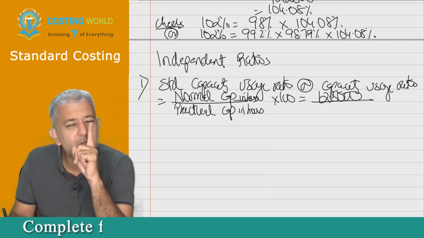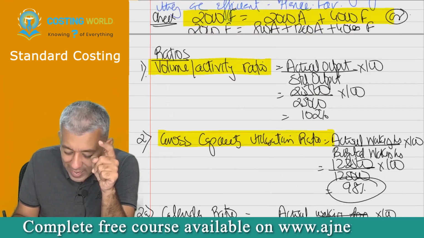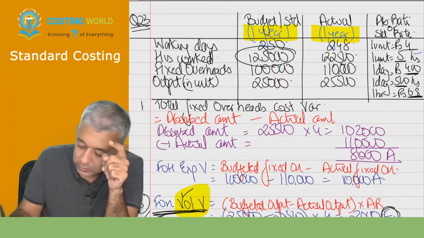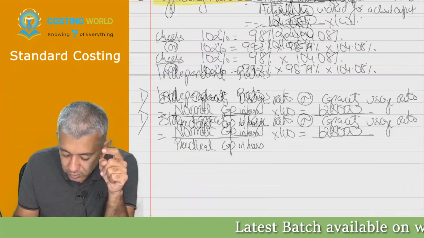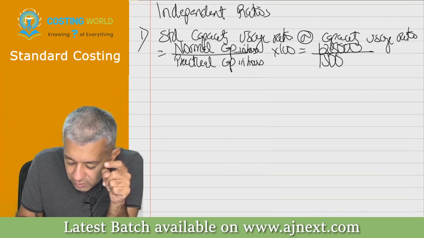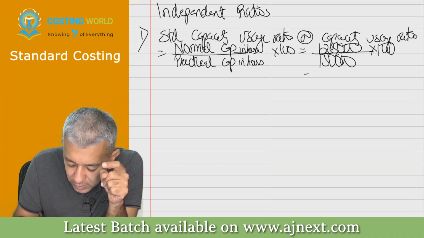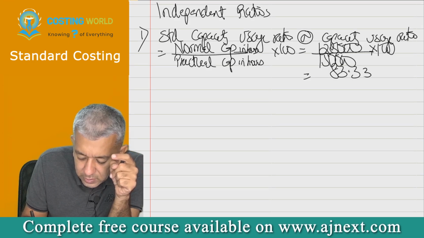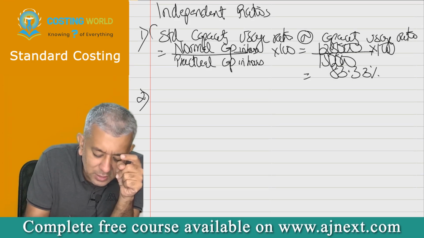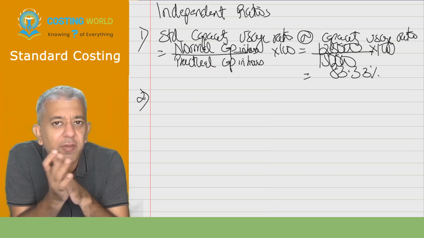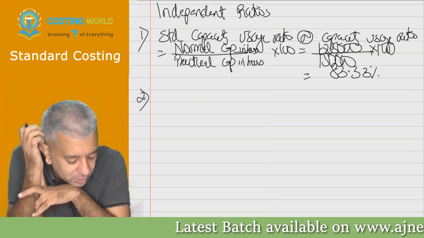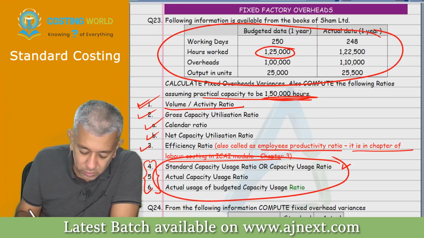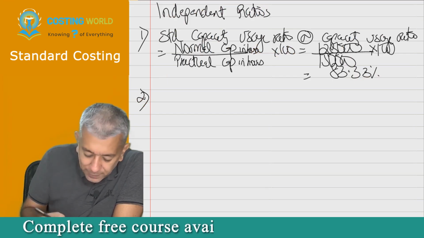Normal capacity is a capacity you wish to use. So therefore, I have planned to work for these many number of hours. So 1,25,000 divided by 1,50,000 into 100 is 83.33%. Now these things you all should know only. Now these are not derived from variances. So I cannot try to tell you like, see the variance and compute. These things are something that you all should be knowing as such. Okay. Second, actual capacity usage ratio.